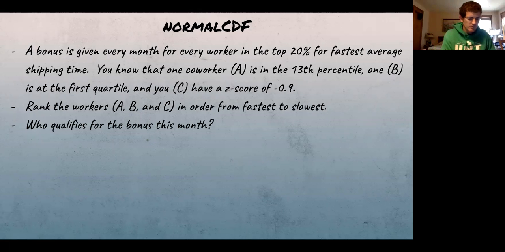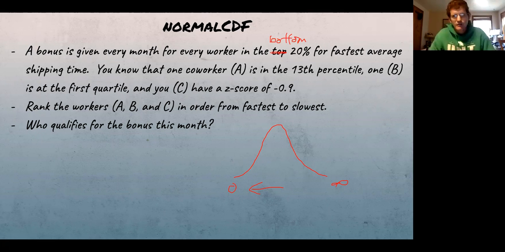Because our distribution is set up with the faster times at the low end, so theoretically it goes from 0 all the way up to infinity, but the faster you are, the lower you are. So in this case, maybe my phrasing was a little bad. What I should have said maybe is the bottom 20% for average shipping time and get rid of this fastest. So if you're in the bottom 20% for average shipping time, that means you're among the fastest. Does that make sense?